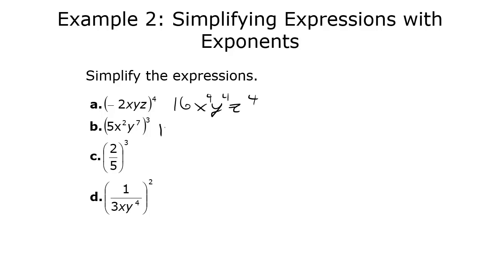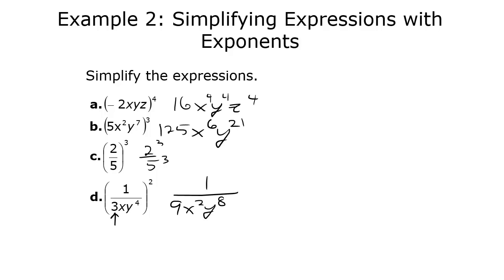5 cubed is 125. Well, x squared cubed, you have x squared times x squared times x squared, which gives you 6 of them total. Same thing here, 7 and 7 and 7 gives you 21 of them total. And then the rest of these are easy, right? 2 cubed over 5 cubed. 1 squared is still just 1. 3 squared is 9. This is where students screw up, they forget to put the power on the numbers, right? And then x squared y to the 8th.